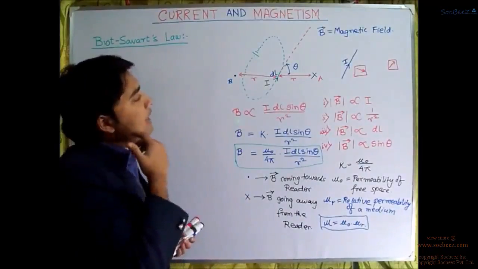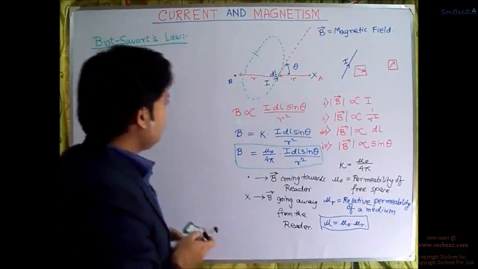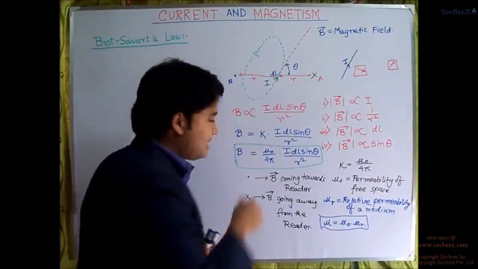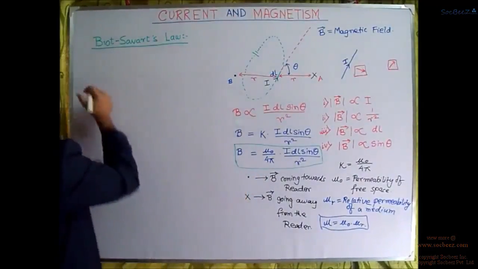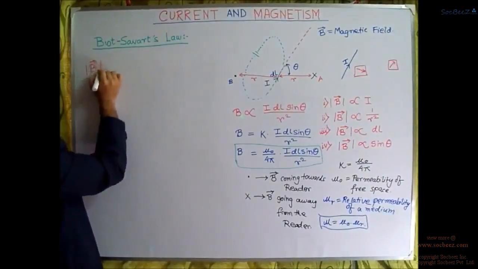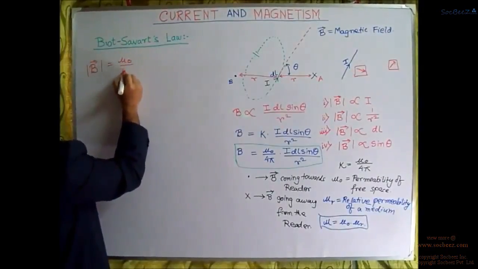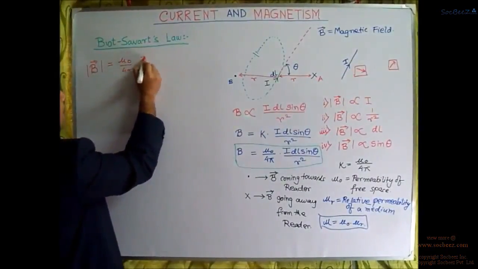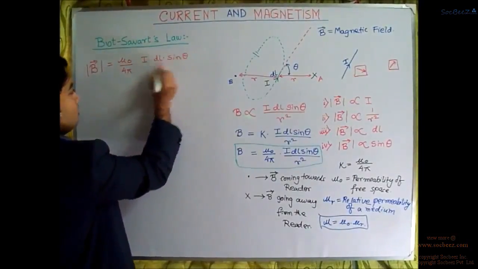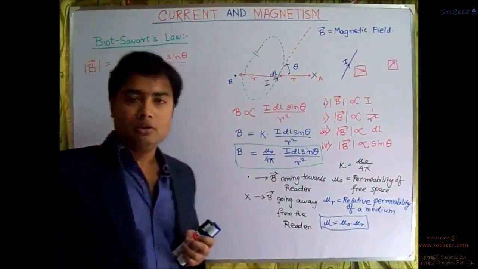Now we are going to find out the vectorial representation of the Biot-Savart Law. If we look at the magnitude, it is given as B equals mu naught divided by 4 pi multiplied by I dl sine theta divided by r square. Right?